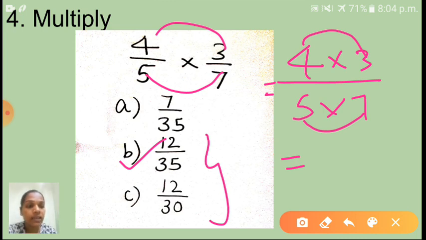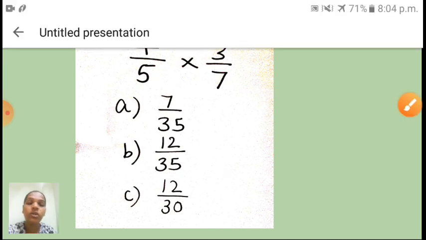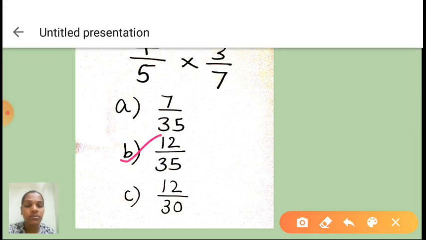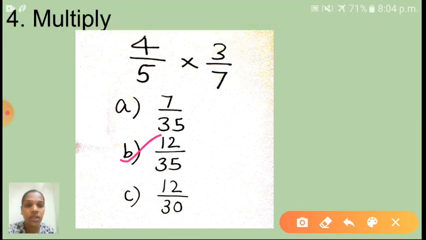Understood children? Multiplication of fractions, what you have to do? Numerator into numerator upon denominator into denominator. Shall we go to the next now?